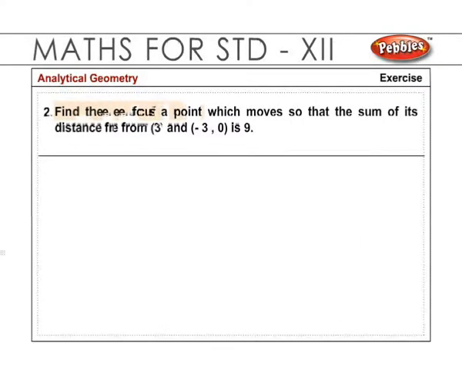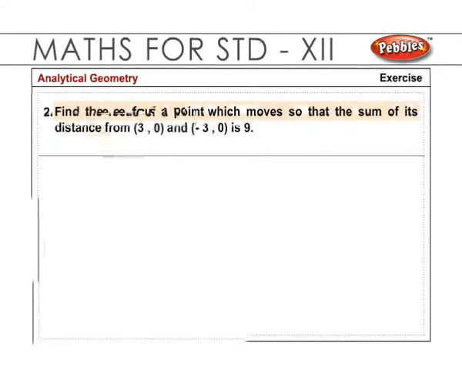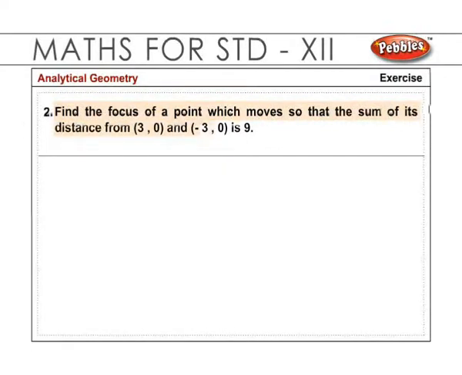Find the locus of a point which moves so that the sum of its distances from 3, 0 and minus 3, 0 is 9.